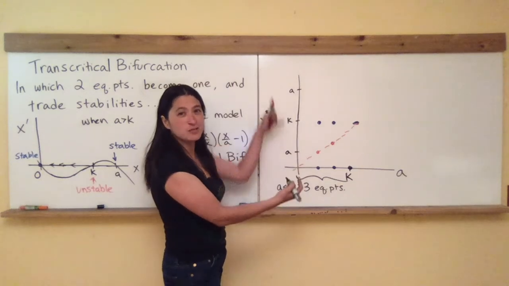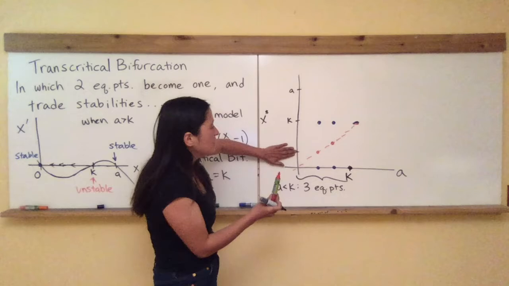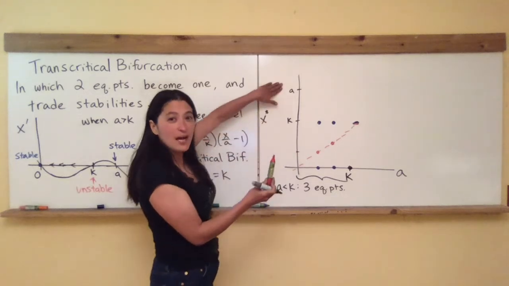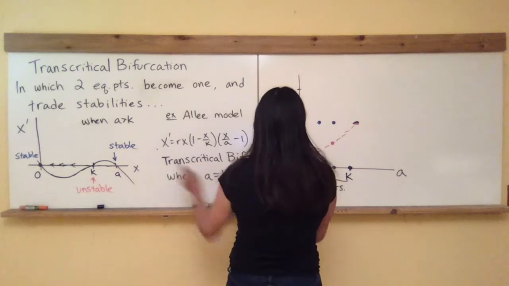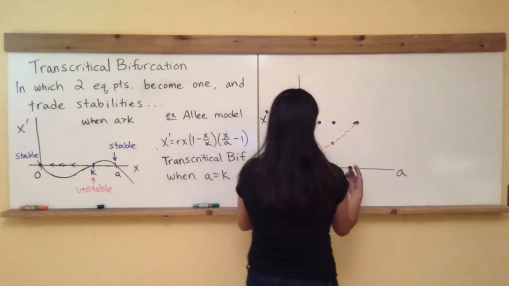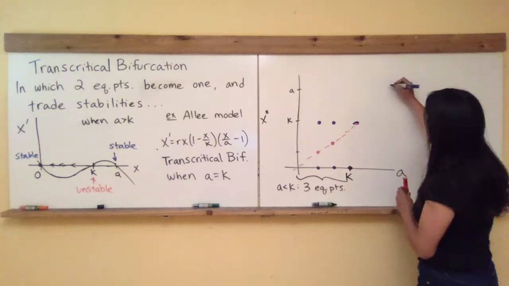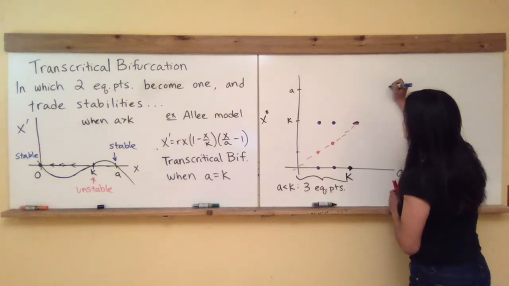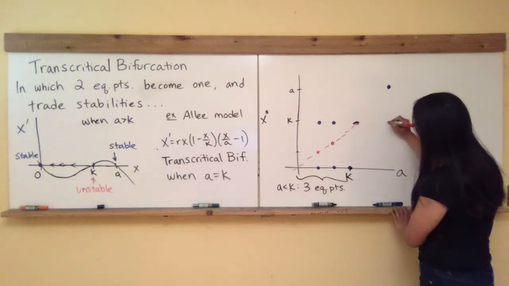You see, A is moving. So sorry for the confusion. Before A was there, and then A was here, and now A is all the way up here, to the right of K, and sure enough, it has traded stabilities with K. So when we're in this situation over here, now A is the stable equilibrium point. Now K is the unstable equilibrium point.